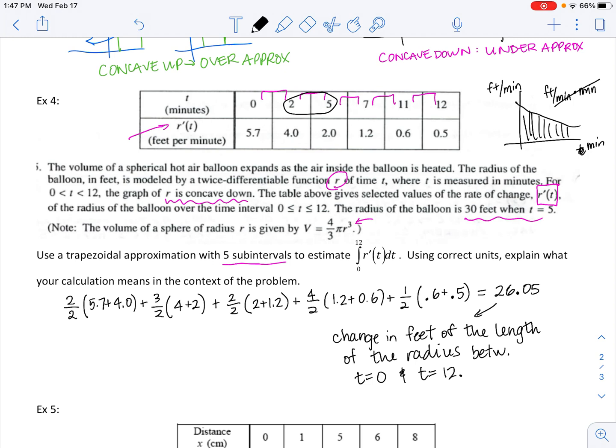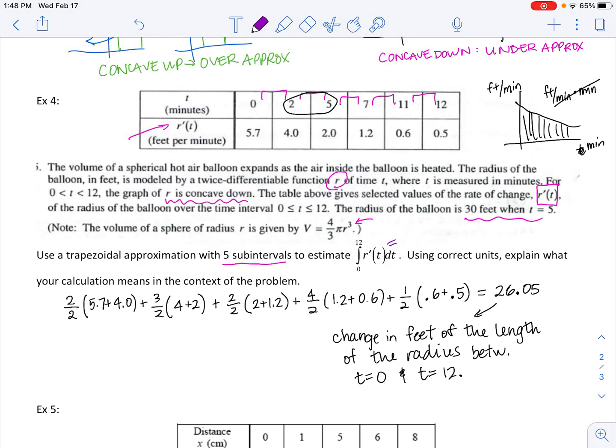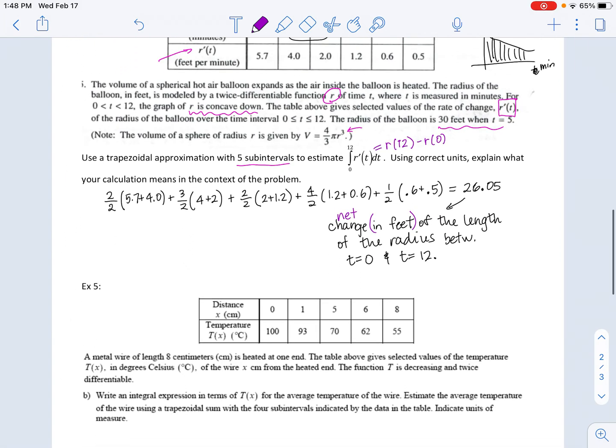The only reason I'm using that change in feet is because I'm thinking about the fundamental theorem, which means that this integral, when I calculate it to be 26.05 as an approximation, is actually r of 12 minus r of 0, and that's the change in the radius length over those 12 minutes. Sometimes we say this phrase net change in feet. Maybe it'd be better if I put this in parentheses of the length of the radius. So overall, that's how much the balloon changed from 0 to 12 minutes, in radius.